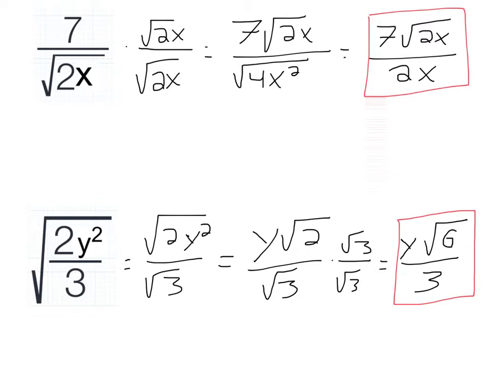And it's the same thing up here. I can't cancel this 2 and this x because one's inside a radical, one's not. You can only cancel it if they're both inside radicals or if neither of them is.